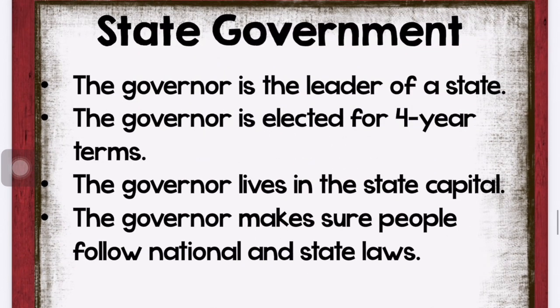So the state governor is the leader of a state. It's like the president, but just for our state. The governor is elected for 4-year terms. The governor lives in the state capital. Do you guys know what the capital of Texas is? Austin. So the governor has to live in Austin. And the governor makes sure people follow national and state laws.